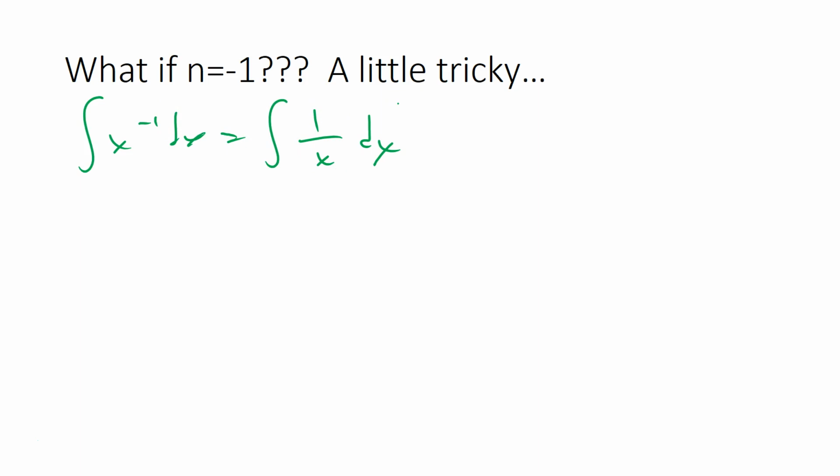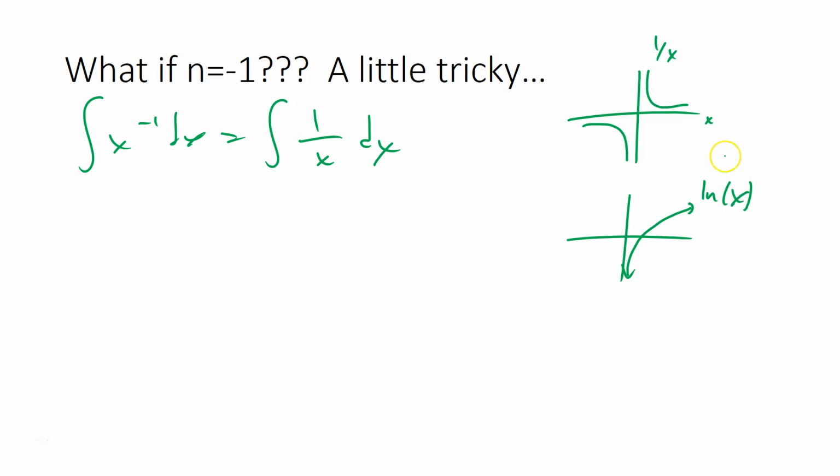Now, the reason this is tricky is because you guys are probably screaming at the screen. It's a natural log, right? Natural log derivative is 1 over x. Yes, but the tricky thing is 1 over x is defined on two sides. Right? This is 1 over x. Okay? And natural log is only defined on the right-hand side. The problem is we need an antiderivative for the left side of 1 over x, right?